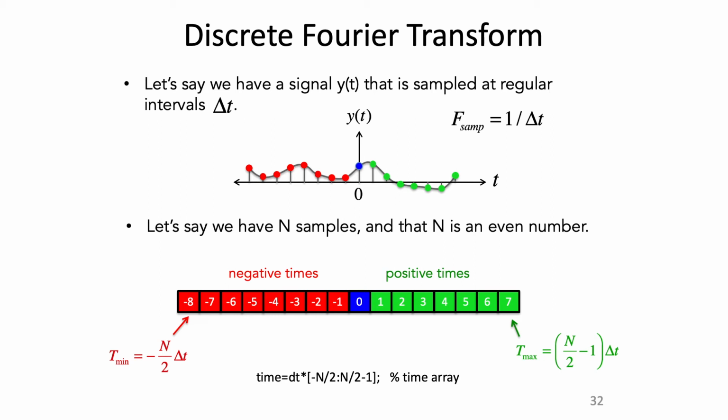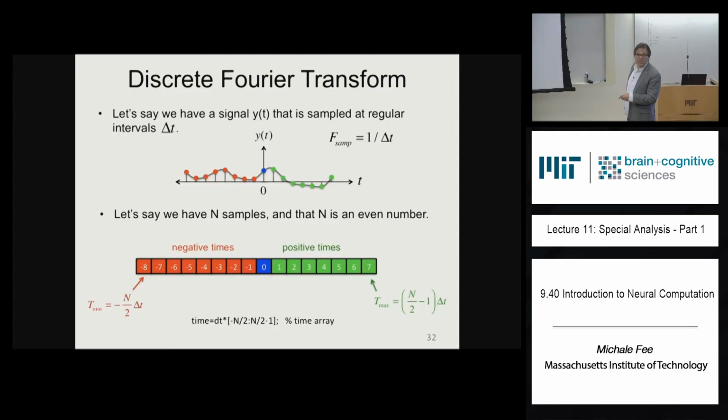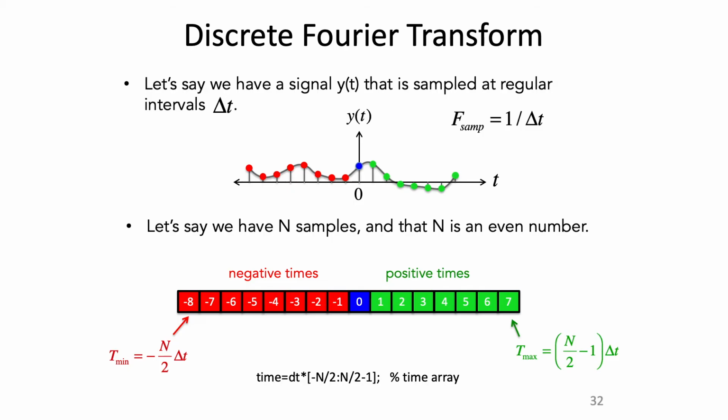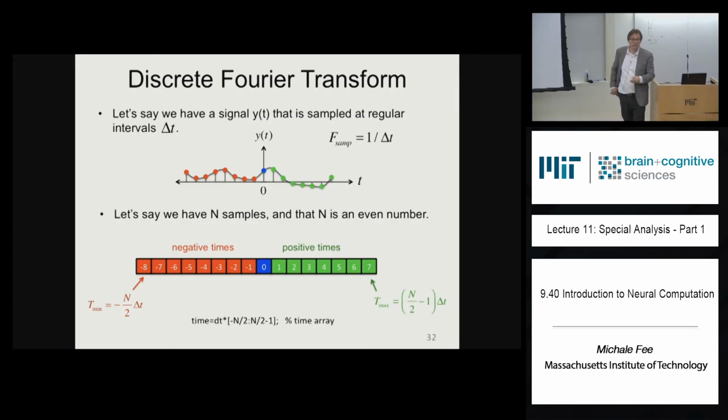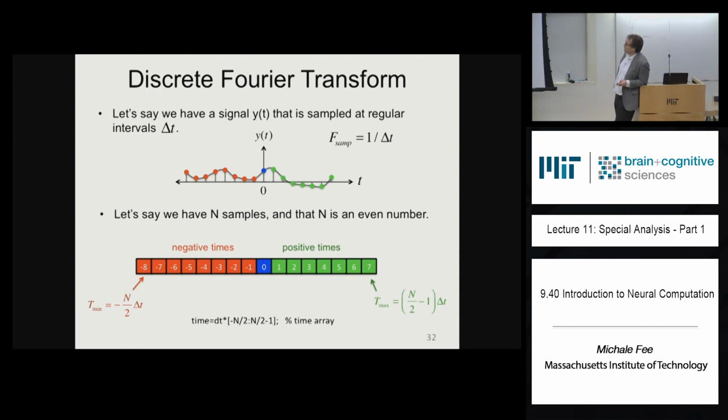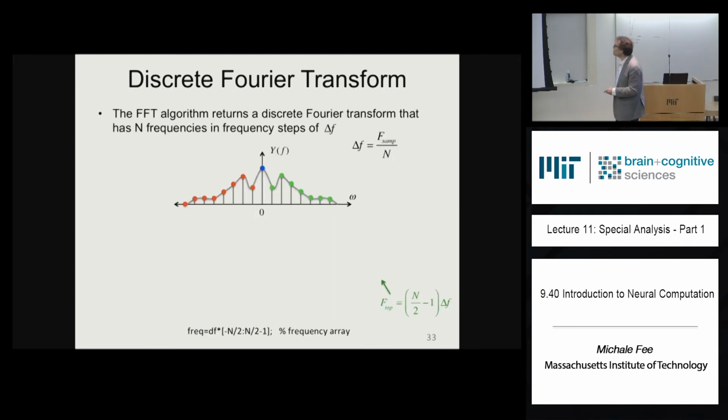So you can see that t min, the minimum time in this vector of sampled points in our function, is minus n over 2 times delta t. And the maximum time is n over 2 minus 1 times delta t. And that's what the MATLAB code would look like to generate an array of time values. Okay? Does that make sense? All right.